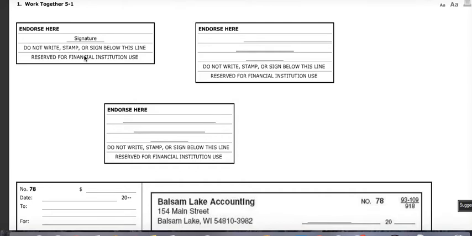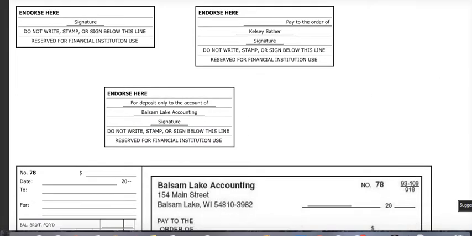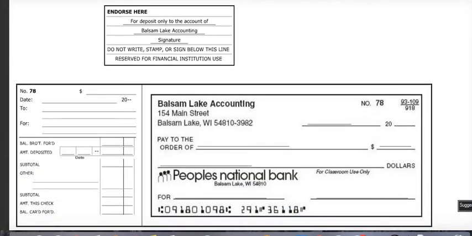The second one, we're writing a special endorsement to transfer a check to Kelsey Sather. All right, first line here, pay to the order of Kelsey Sather, and then we put our signature last. That is a special endorsement. And the last one, for C, we are writing a restrictive endorsement to deposit a check in the account of Balsam Lake Accounting. For deposit only to the account of Balsam Lake Accounting, and lastly you sign your name. Alright, so those are the 3 special endorsements you've read about in section 5.1.